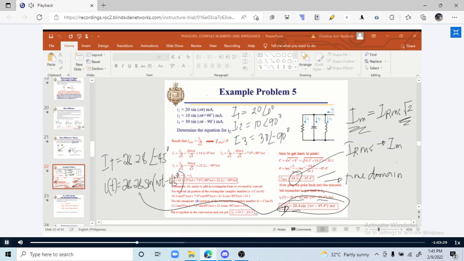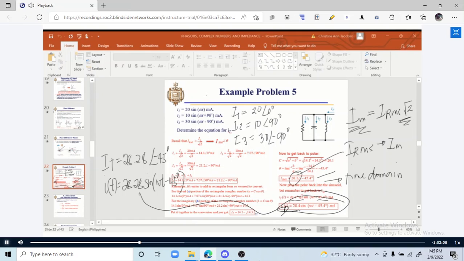It is 19.99 angle negative 44.98, or as you can see on your screen, because they use the manual setup other than using the calculator, it is 20.1 angle negative 45.4 degrees. Okay, so this is now our total current. Correct? This is now our total current.